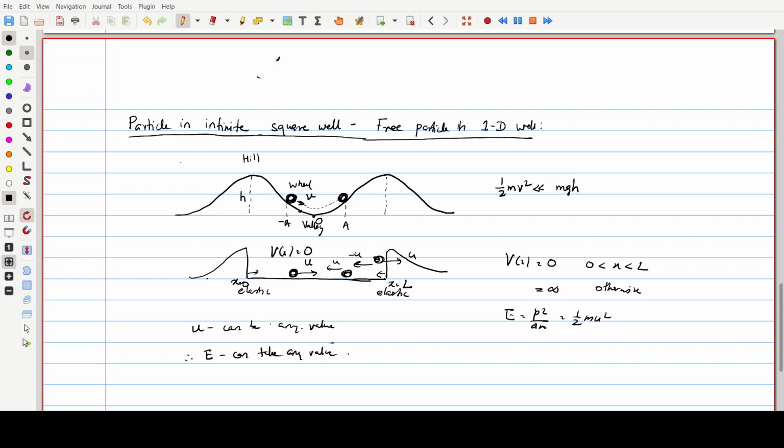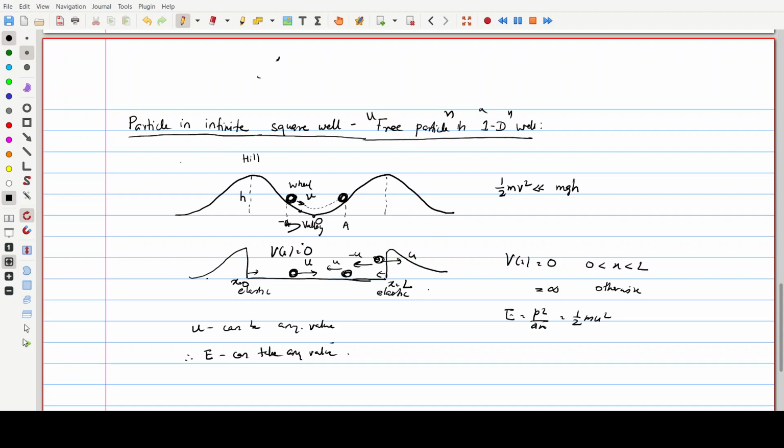So this kind of situation, this new scenario, we call the particle in a square well, or particle in a 1D box. Because it is a free particle, in the sense that it is not experiencing any force between the boundaries. Only at the boundaries it experiences some force. So this particle we call a free particle, and since it is moving only in one direction, it is called 1D.